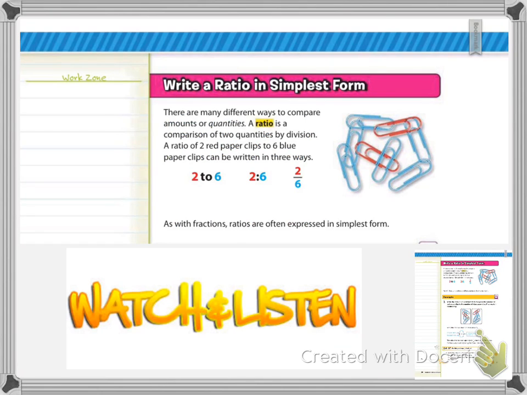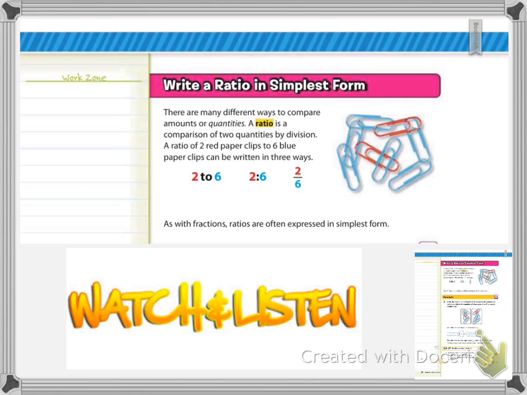So at the top of page 20, this is what you're going to see. I want you to take a moment and just watch and listen, and then we're going to be taking some notes in a moment or two. There's different ways that you can compare amounts or quantities. Since we're dealing with ratios, the best thing to do is to define what a ratio is. A ratio is a comparison of two or sometimes more quantities or amounts by division.